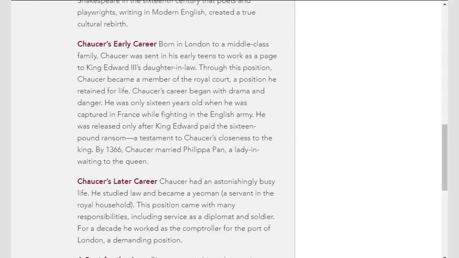Chaucer's career began with drama and danger. He was only 16 years old when he was captured in France while fighting in the English army. He was released only after King Edward paid the 16-pound ransom, a testament to Chaucer's closeness to the king. By 1366, Chaucer married Philippa Pan, a lady-in-waiting to the queen.